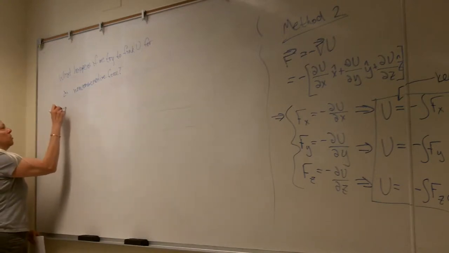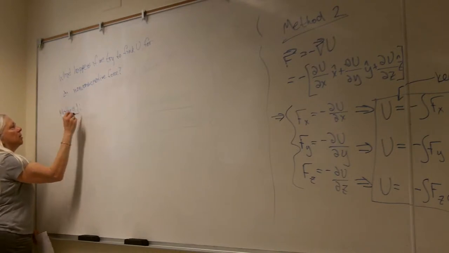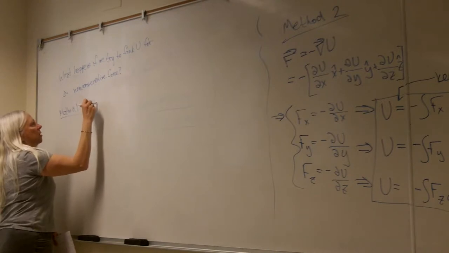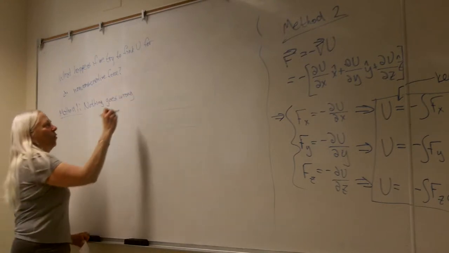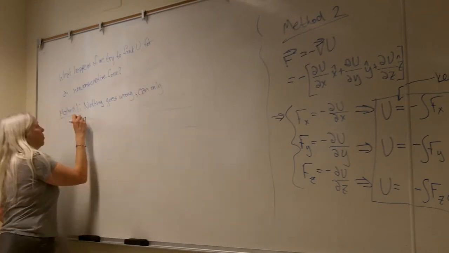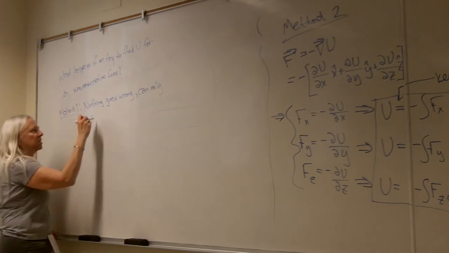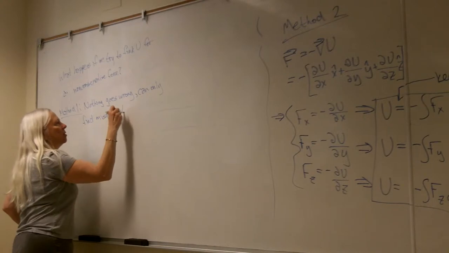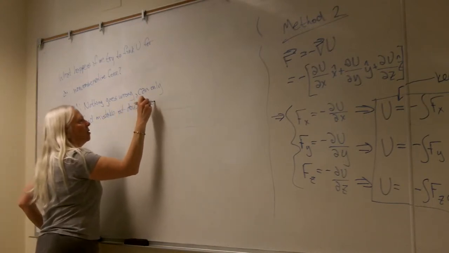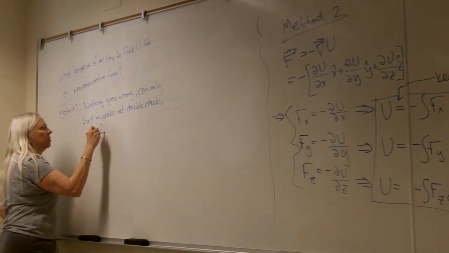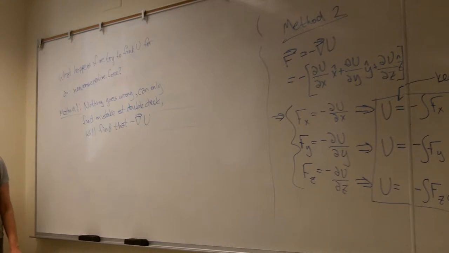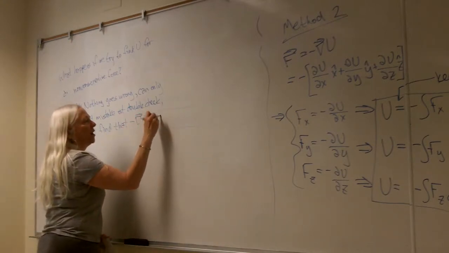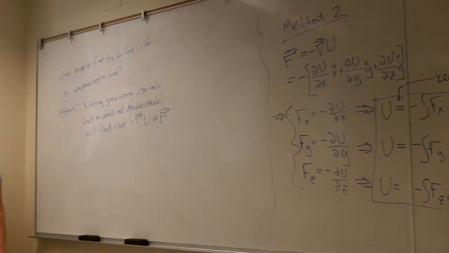Okay, well, what if we use method 1? In method 1, nothing goes wrong during our actual method. We can only find our mistake at the end when we do that double check you just asked about. In other words, if we take minus the gradient of the tentative U that we got using method 1, we will find that we get an expression that is not equal to the force we started with. And that will alert us that something is wrong. But until we do that double check at the end, everything will look like it's going along just fine.